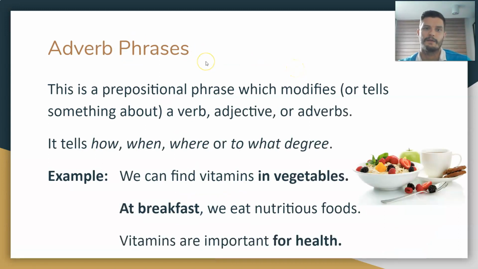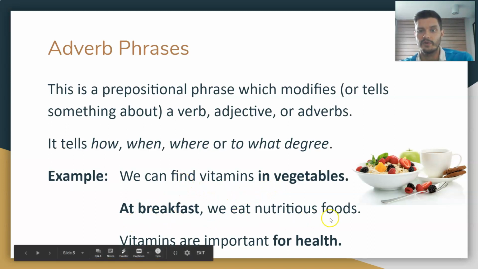Adverb phrases. What is an adverb phrase? It is a prepositional phrase which modifies or tells us something about a verb, adjective, or other adverbs. It tells us how, when, where, to what degree. So for example, we can find vitamins in vegetables. In vegetables is our adverb phrase, and it tells us something about where we can find the vitamins. Because find is a verb, we know that in vegetables is an adverb phrase because it modifies the verb find.